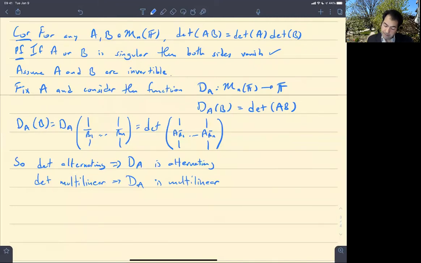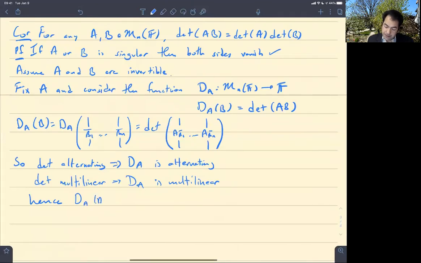Right? Because if I can write one of these columns as a linear combination of some vectors, then over here I'm going to get A times that linear combination. But because A is linear, that is a linear combination of the images under A of those vectors. And so then multilinearity here gives us multilinearity over here. Putting these together, we see that D sub A is alternating multilinear.